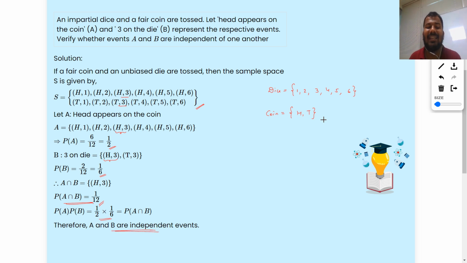So I can say that A and B are independent events. We knew this earlier itself because rolling a die and tossing a coin are two different events, but still we need to prove it. This is the proof, taking it out mathematically. Now let's go on with a few more questions.